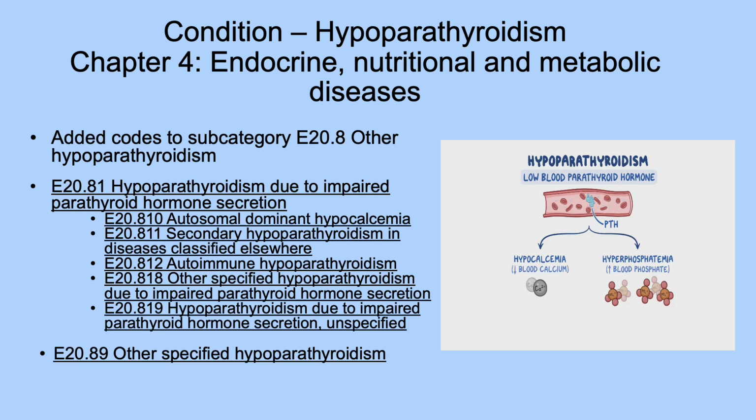So there are a number of changes in Chapter 4, endocrine, nutritional, and metabolic diseases. The codes for hypoparathyroidism, E20.8, were expanded to include the cause and type of the hypoparathyroidism. So you have autosomal dominant, you have autoimmune, you have impaired hormonal secretion unspecified. So a lot more very specific, a lot more detail. Most of these codes we're going to talk about just are adding a lot of detail.